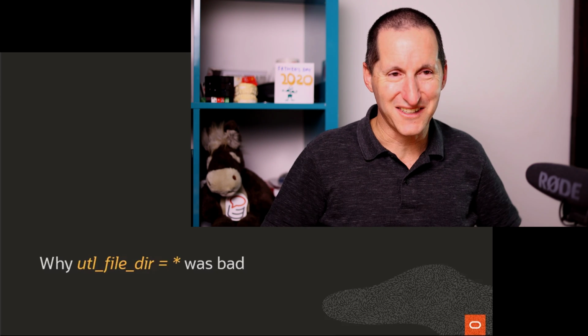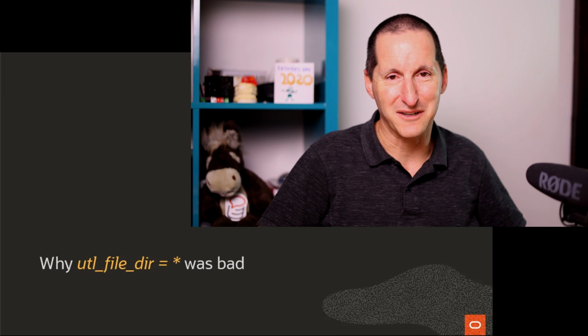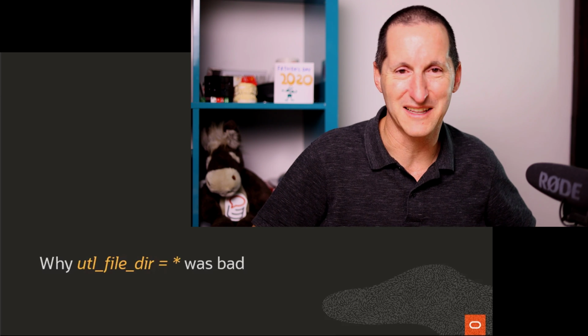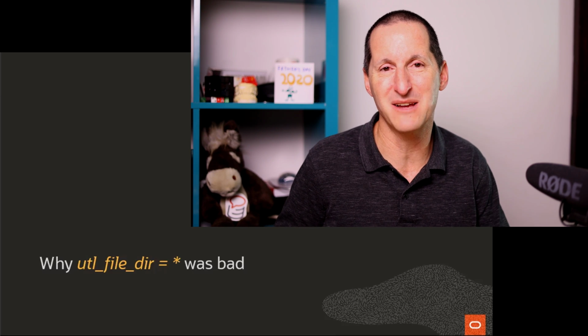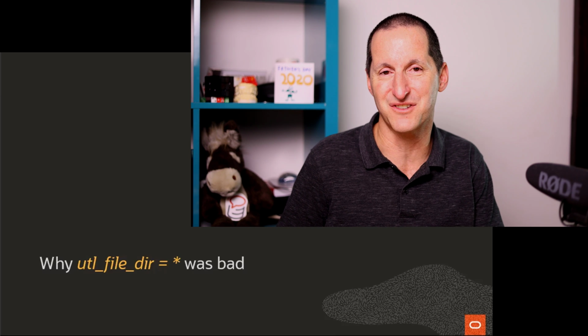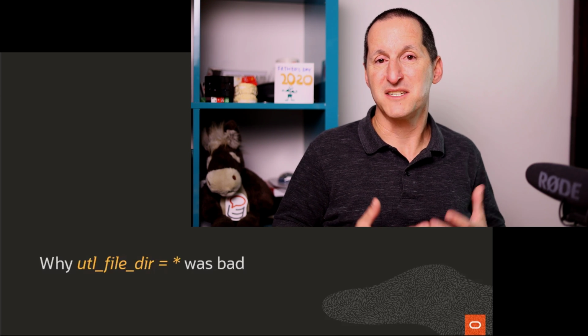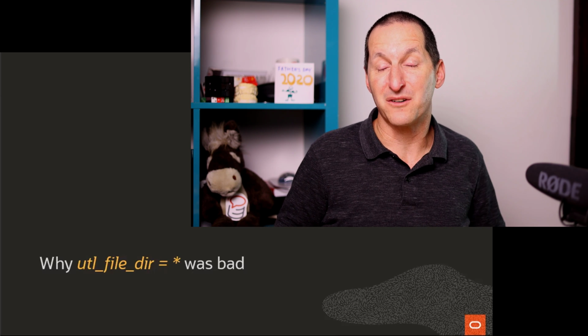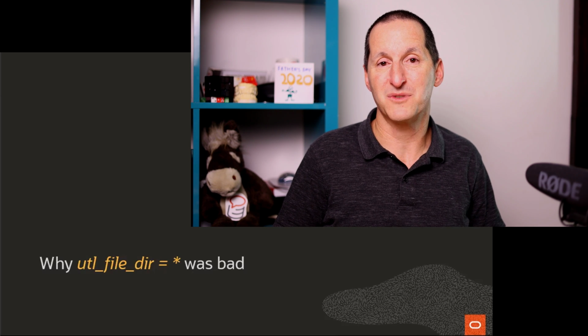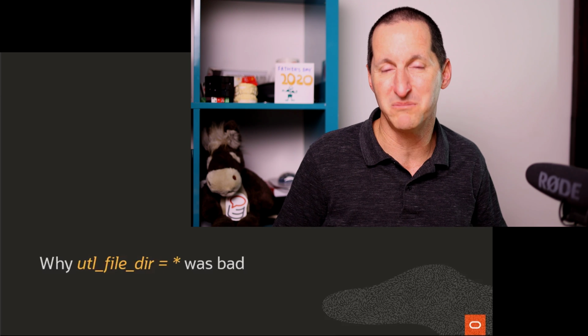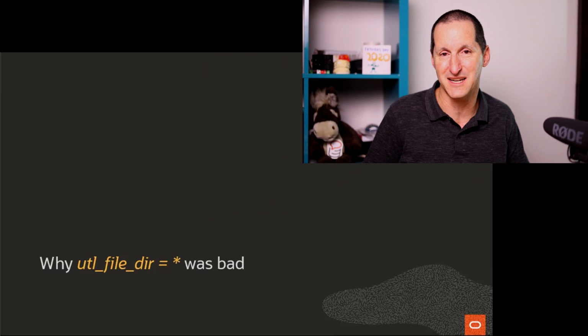Before you jump on the chat line or Twitter and say, damn Oracle, why did they take away such a useful thing? Let's explain why UTL file dir equals asterisk was a really bad idea. The UTL file package runs as PL/SQL, which means it's running as the Oracle user inside your database, which means it has the same OS permissions as the Oracle user.